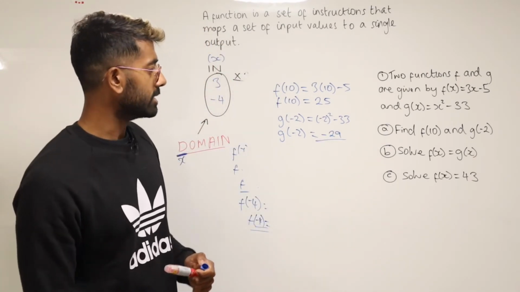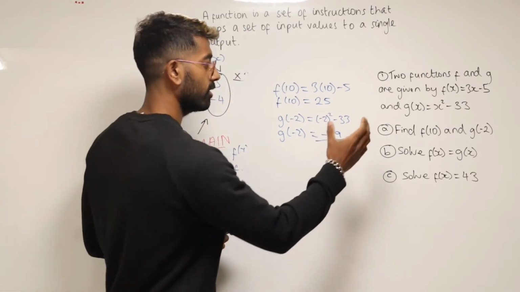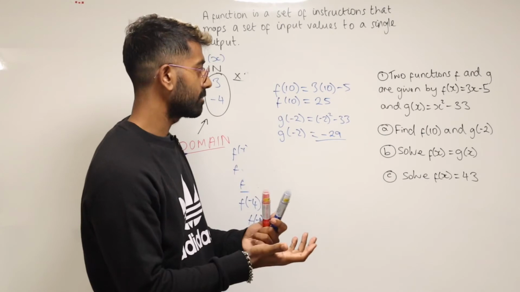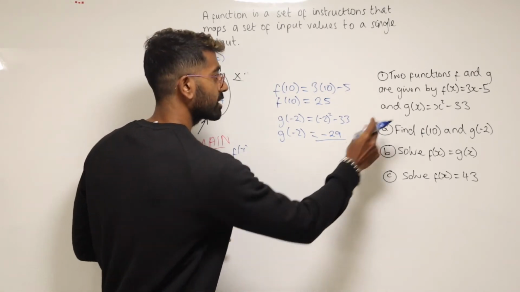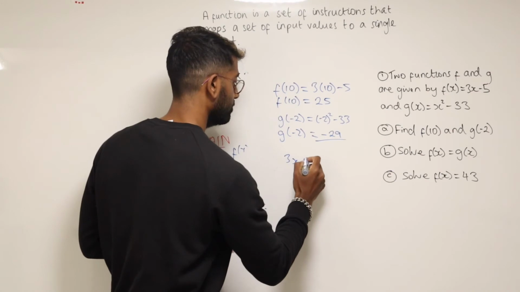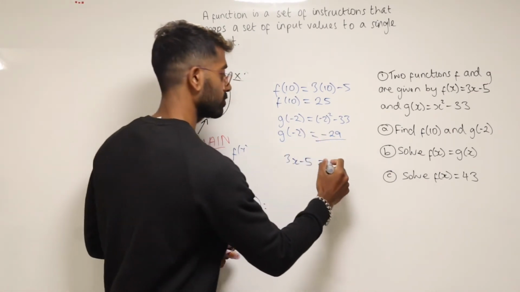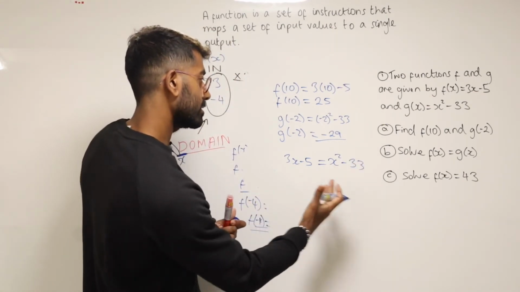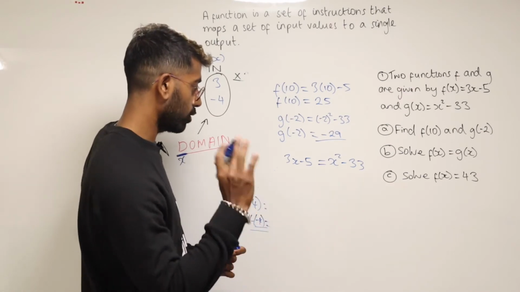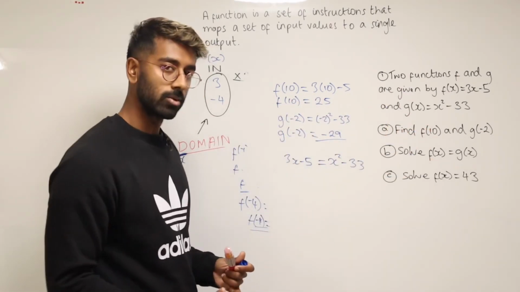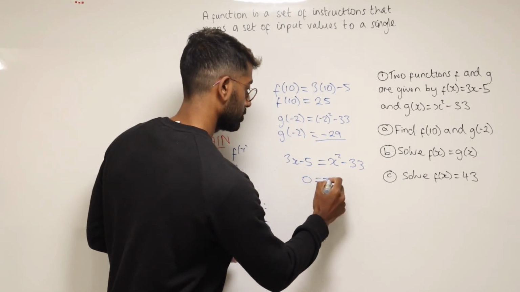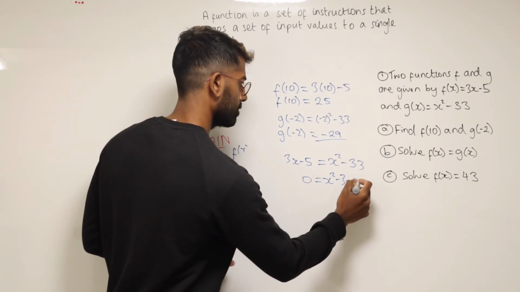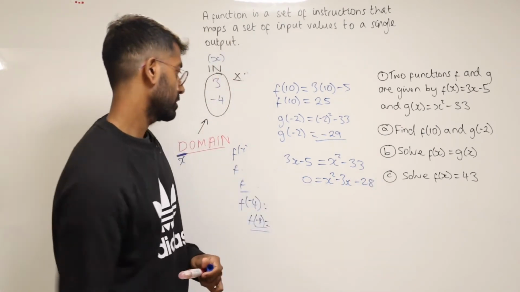There we go. Next, part B says solve where f of x is equal to g of x. What does this mean? This means I take my two functions and set them equal to each other. So f of x was 3x minus 5, and I'm going to equal that to g of x, which was x squared minus 33. Now to solve this, it looks like there's going to be some sort of quadratic. So I'm going to take everything over to the right hand side, so I get it equal to 0. I'm going to say 0 is now equal to x squared minus 3x, and then bring that over as well, that's going to be minus 28.